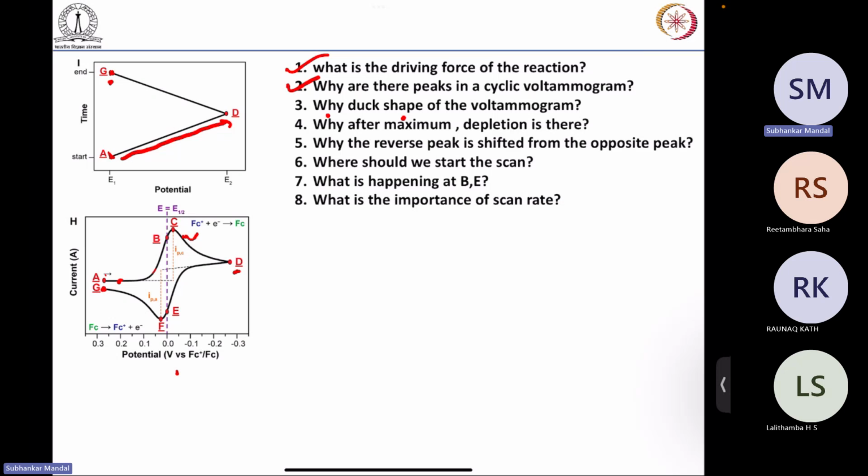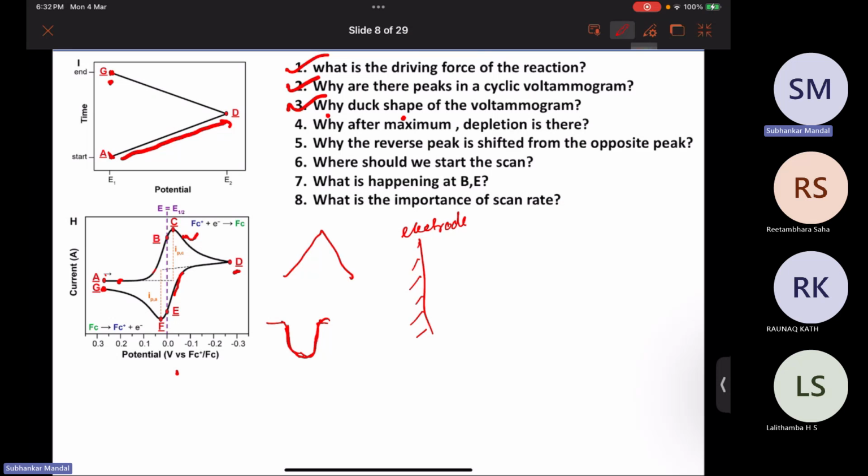So now, why the duck shape of the cyclic voltammogram? The question is why this kind of duck shape is there. It could be like this, or some other kind of shape could come. Why is this kind of shape coming? For this answer we already discussed the diffusion process. The diffusion coefficient we already discussed in polarography. So basically you have the electrode, this is the electrode, and you have the analyte. Suppose you have taken Fe3+ solution.